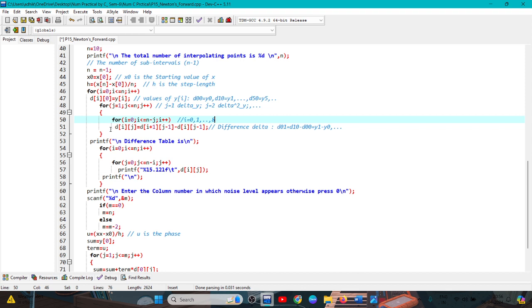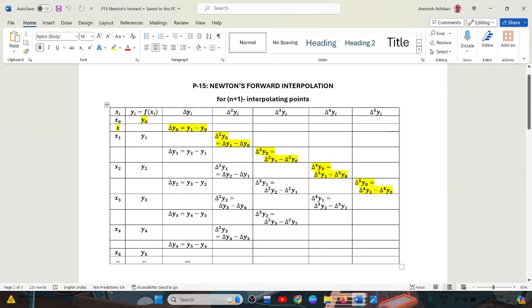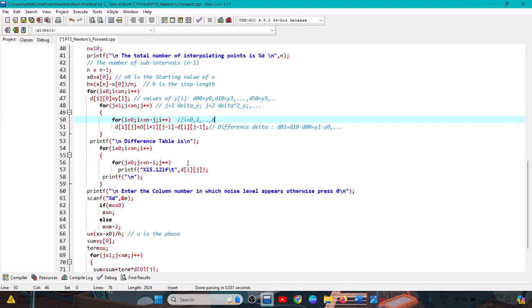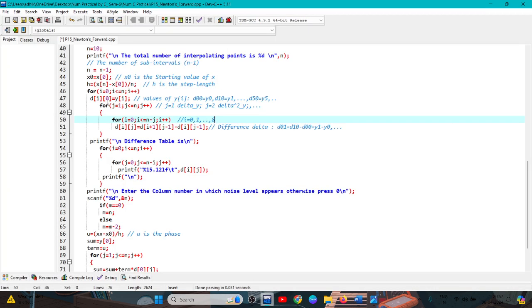So this is j equal to 1, the first column. For j equal to 1, the first order difference, i runs from 0 to 8. So in this column we have delta y0, delta y1, delta y2, delta y3, delta y4 up to delta y8, because here there are 10 interpolating points.